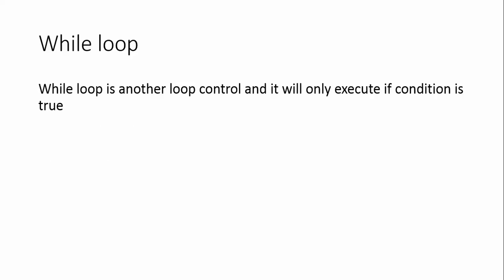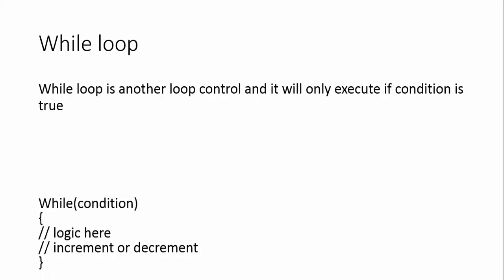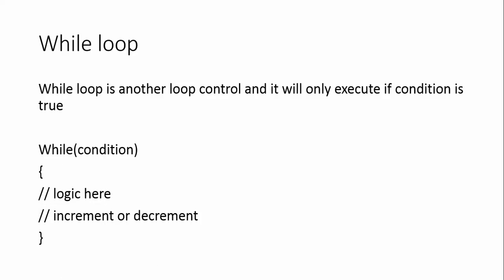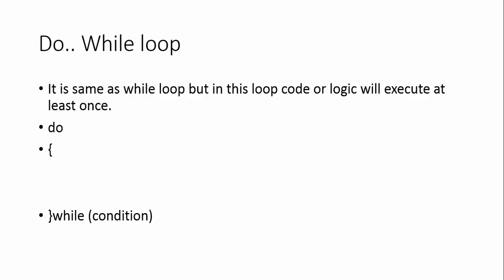In the while loop, this loop is a little bit advanced. It will only execute if a certain condition is true. This will be the syntax: while condition, and if the condition gets true, then it will execute. And finally the do while loop. The difference between while and do while loop: do will execute at least once, and if the condition is satisfied, it will continue with your while loop.